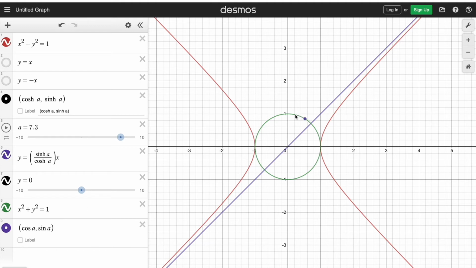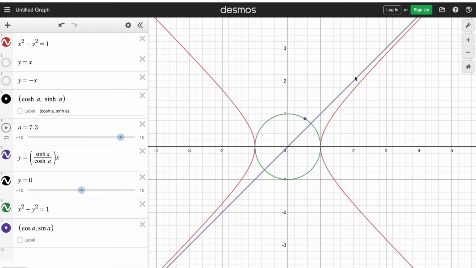But look, if the cosine of a, sorry, is going to be the horizontal distance, the furthest back it can go is -1, and the furthest forward it can go is 1. So we know the maximum and minimum values of the cosine function are 1 and -1, and then it's the same thing for the sine.